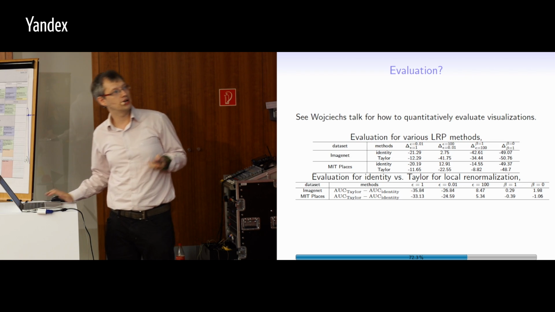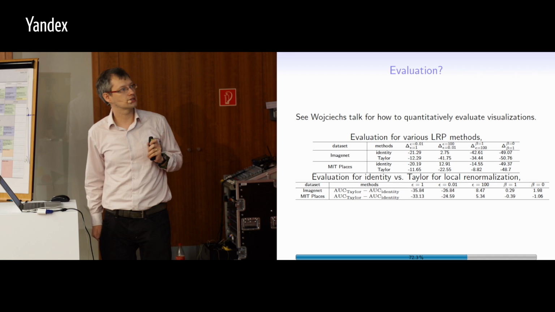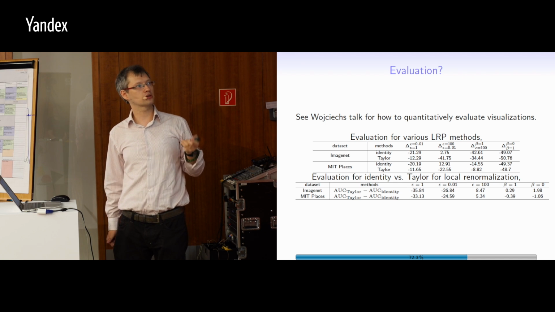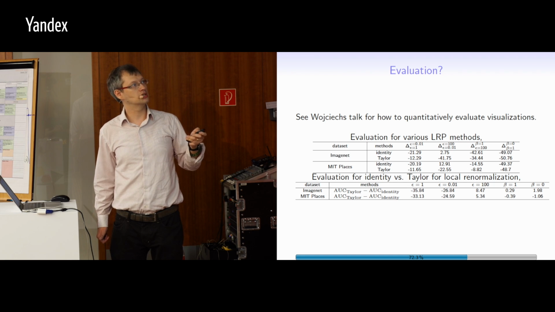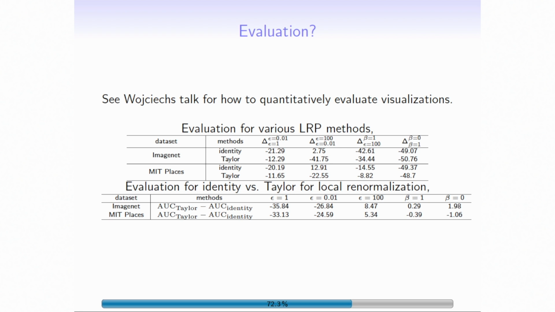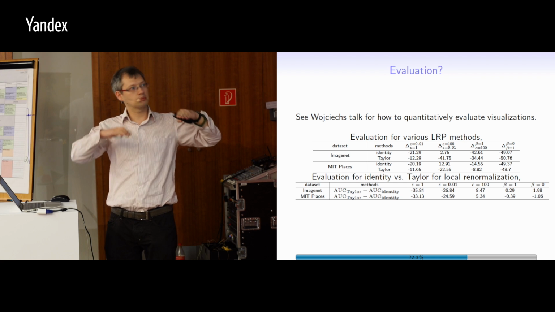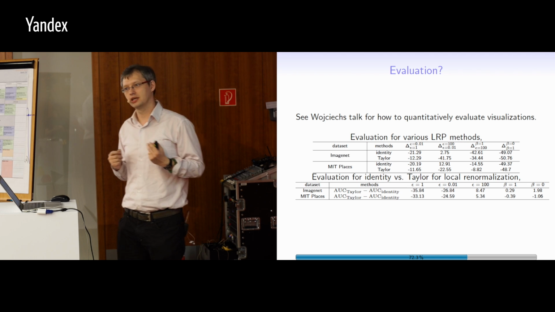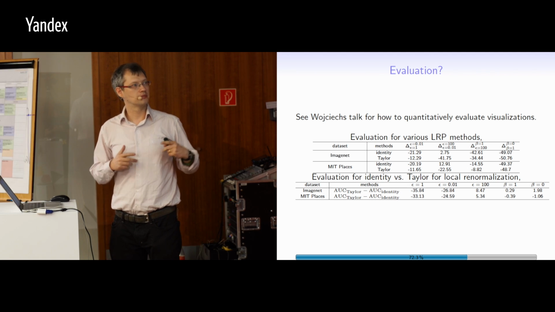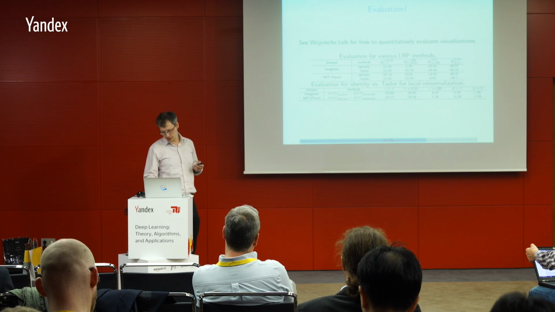We did also an evaluation by perturbation methods. The technical details on how these work will be explained not in my talk. We evaluated it on ImageNet, I think 10,000 images, and MIT Places, and we always found that applying the Taylor approach also to local renormalization layers improves the sensitivity of the computed heat maps.